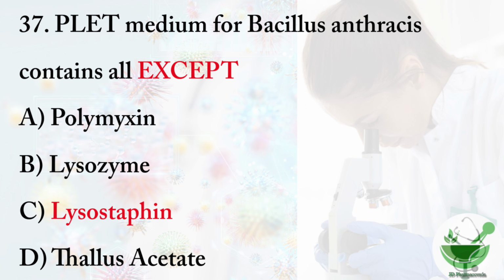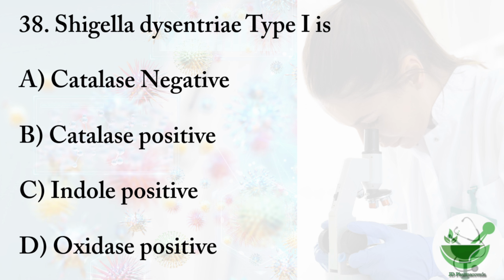Then question number 38, Shigella dysenteriae type 1 is. Option A, catalase negative, option B, catalase positive, option C, indole positive, and option D, oxidase positive. So the right option is option A, catalase negative.